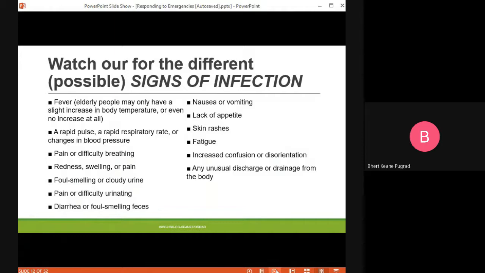Kapag merong fever, tumataas ang basic metabolic rate, medyo bumibilis, okay, yung pulse rate, medyo bumibilis ng konti yung respiratory rate, medyo bumibilis yung blood pressure. Okay? Because of infection, because the body is preparing something. Diba? Your immune system is preparing to attack that foreign body. That's why tumataas yung mga vital signs. Okay? Kapag may fever, merong usually pain. Okay?